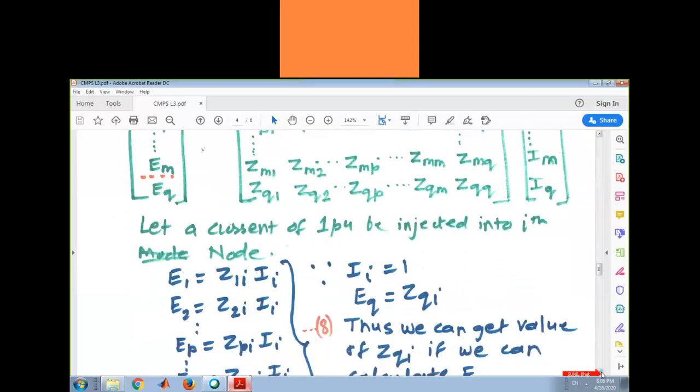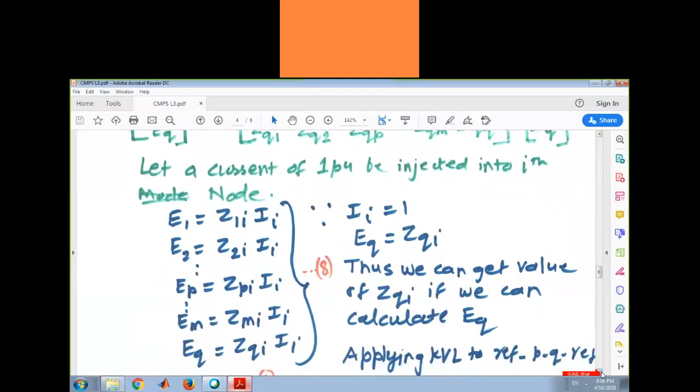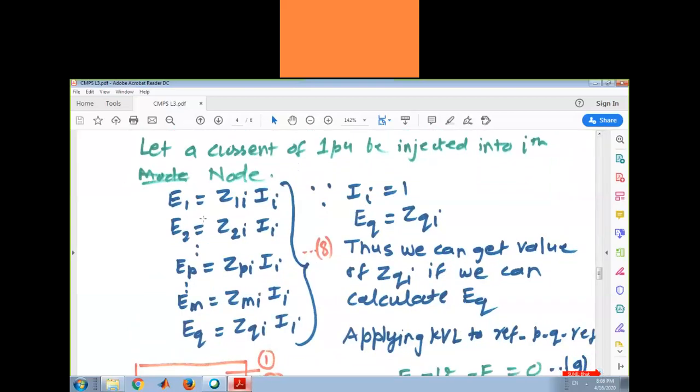So let us again inject a current of 1 per unit in the ith branch, and we know that E1 is equal to Z1I into II, E2 is equal to Z2I into II, EQ will be equal to ZQI into II. If II is 1 per unit, then EQ is equal to ZQI. So we should be able to get the value of ZQI if we can calculate. Now, how to calculate the value of EQ?